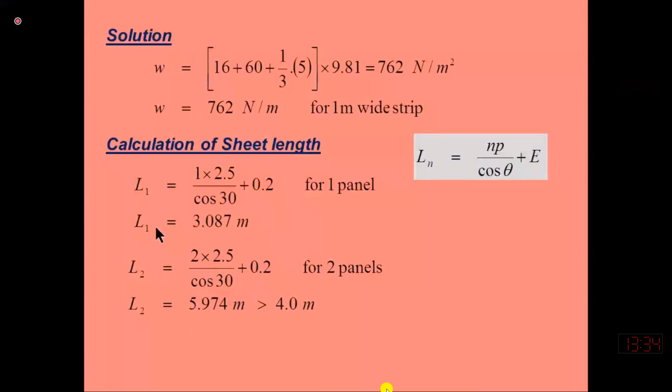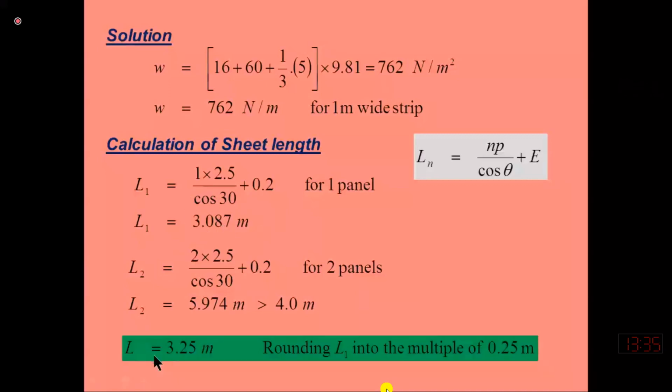The length of sheet required is 3.087, but we will round up to the multiple of 0.25 meter on the upper side. So the length of the sheet that we will purchase from the market will be 3.25 meters. Width is constant, so sheet size will be 0.7 meter multiplied by 3.25 meters. So we round L1 to the multiple of 0.25, and the width is constant at 0.7 meter.